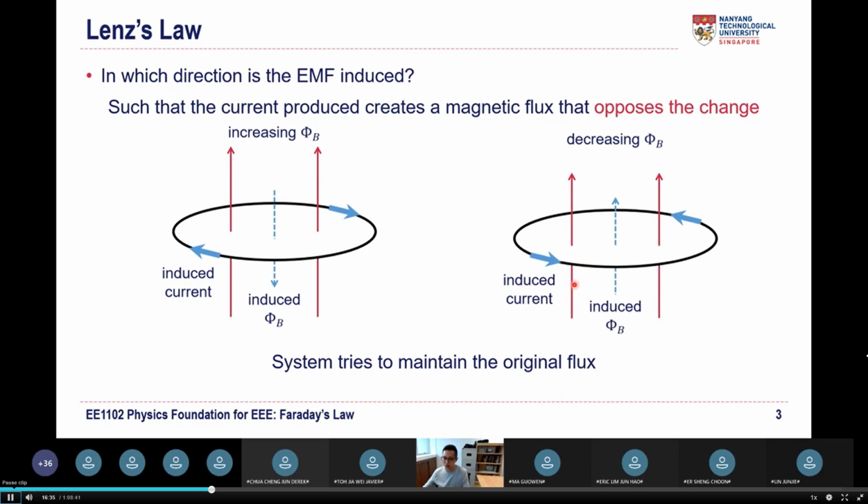Okay, so basically what Lenz's law is telling us is that the system tries to maintain the original flux. And in order to maintain that original flux, the direction of the current flow has to be a certain way, because the current flow in a loop is going to create a magnetic field. Right? So that's how you can figure out which direction it is moving.